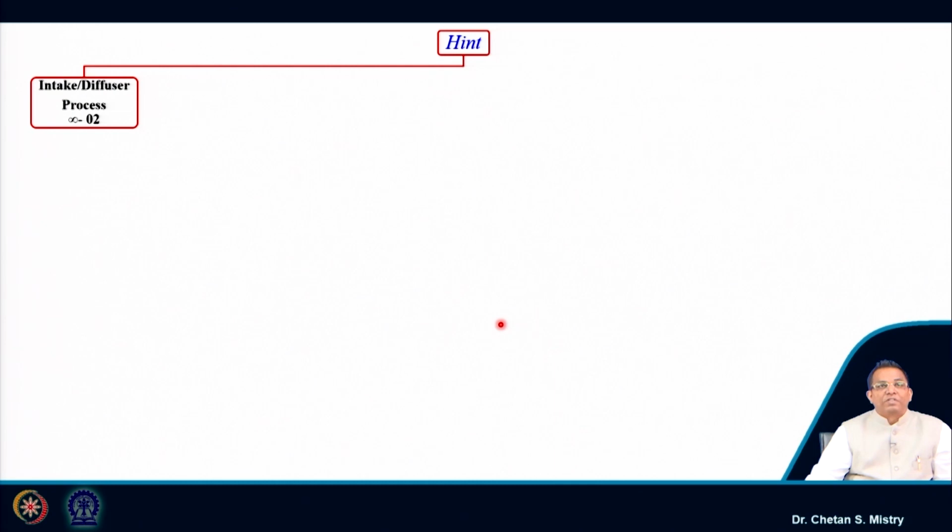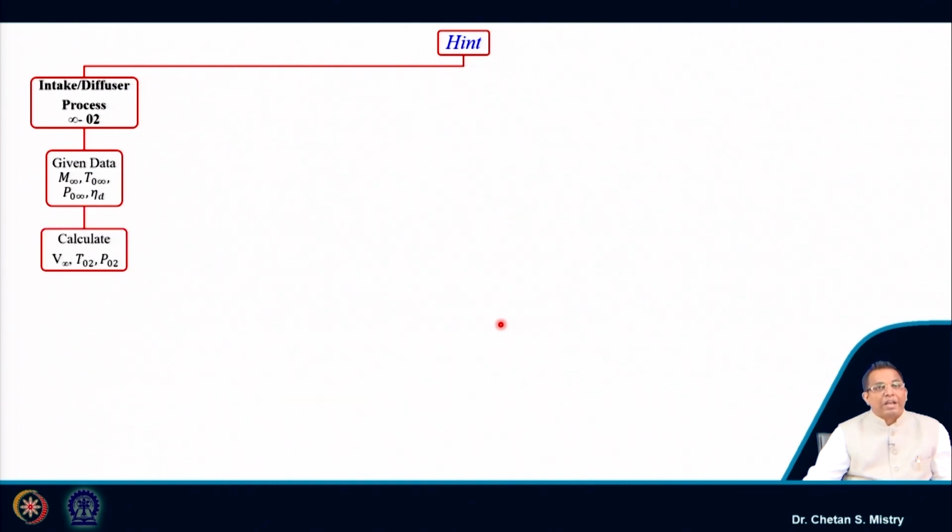The very first component we have is our intake or diffuser. That process we are representing as infinity to 02. For that we know M infinity. Here in this case, this is my ground condition, so M infinity is 0. My atmospheric pressure and temperature are known to me, and the diffuser efficiency is also known. So, we can calculate the temperature and pressure at the exit of the diffuser.